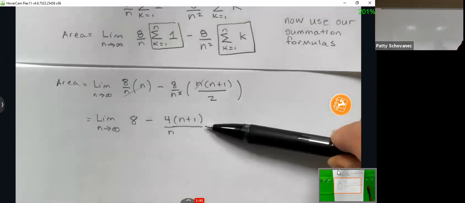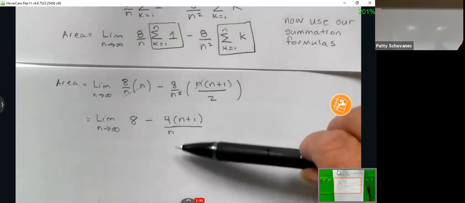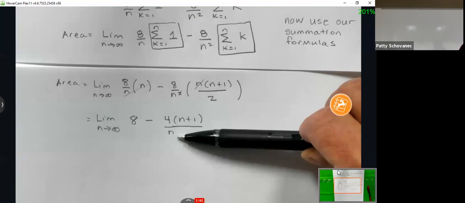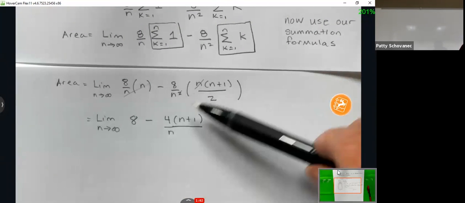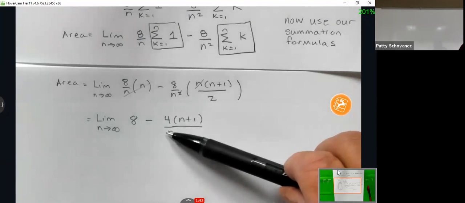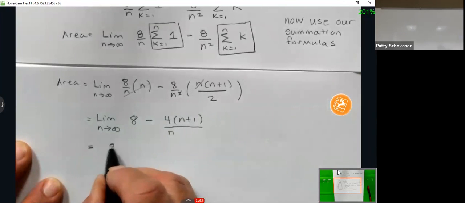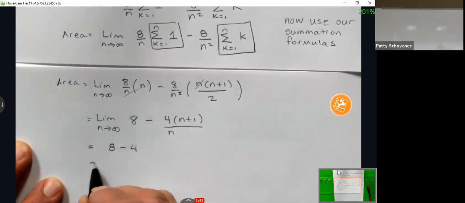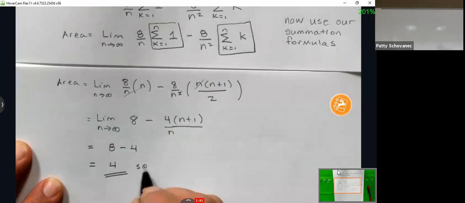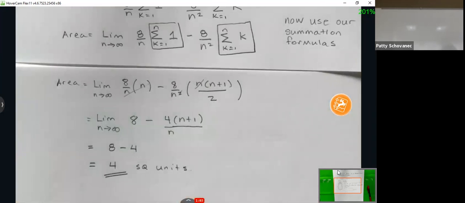When you multiply this out, you get the polynomial that is degree 1 divided by a degree 1. So as n goes to infinity, I just get the ratio of the coefficients, the 4 over 1. And so we get 8 minus 4. And there is the same area that we got a minute ago. Wasn't that fun?